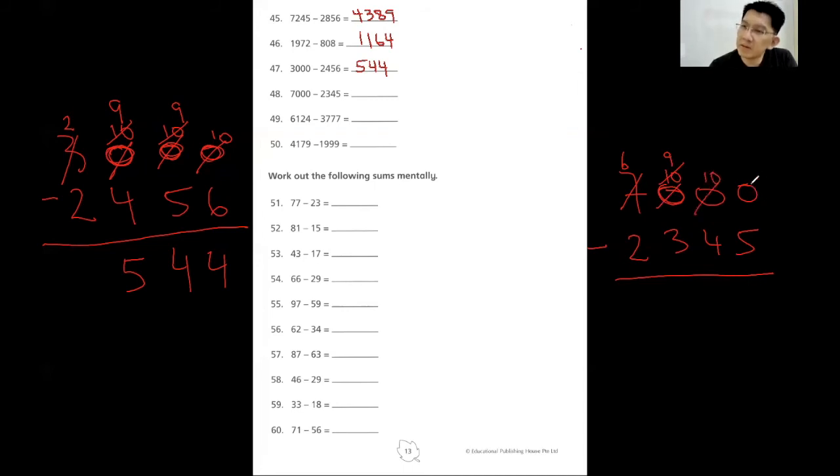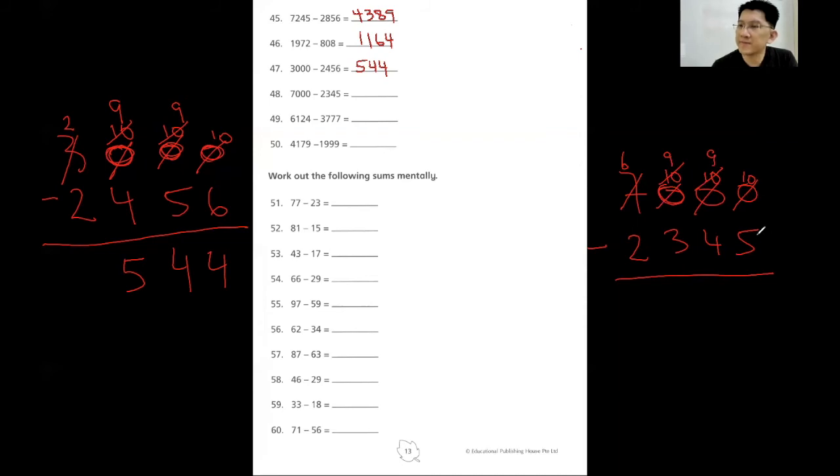And finally, this 0 wants to borrow from here. You take 1 from the 10, becoming 9. And this 0 gets 10. 0 plus 10 becomes 10. Okay. Now, we can do the calculation.